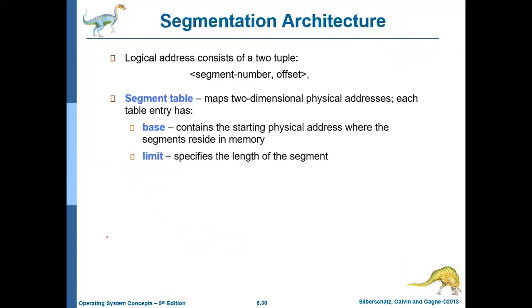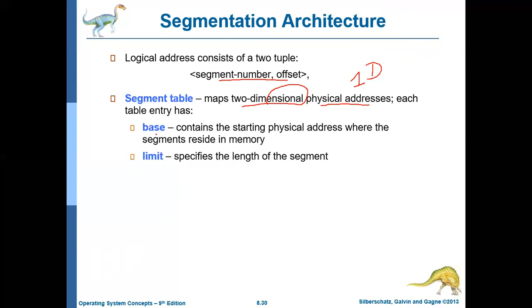So there will be a segment table which maps the 2-dimensional logical address to a 1-dimensional physical address. The logical address is 2-dimensional, and it maps to a 1-dimensional physical address. The physical address is 1-dimensional. There is only one dimension. It does not have two things. It has only one address, right?